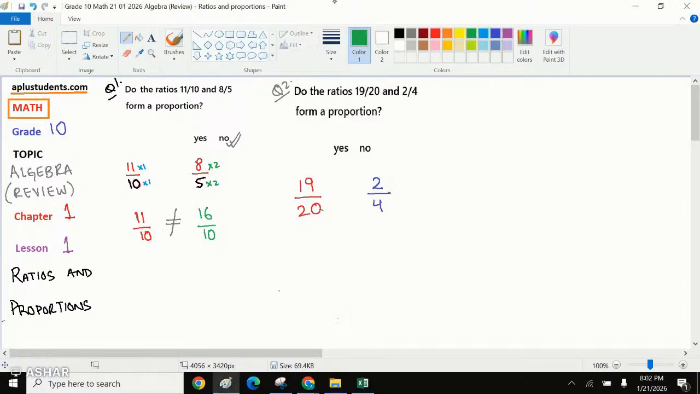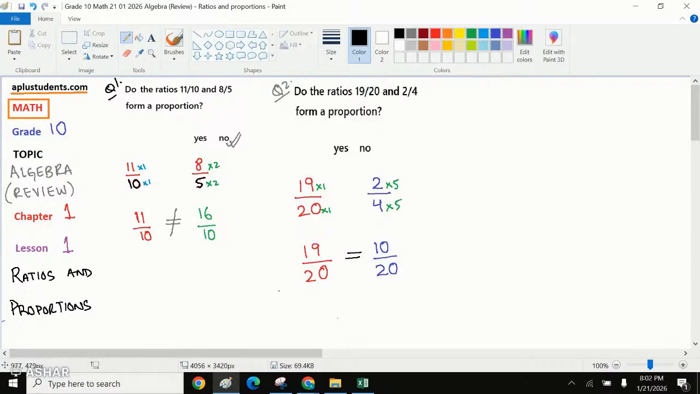That means if we multiply the first fraction by 1, the denominator stays the same. And for the second fraction, we multiply by 5, both numerator and denominator. So we can say 19 upon 20, and the second value would be 2 times 5 is 10 upon 20. So are these values exactly the same? Are they equal?